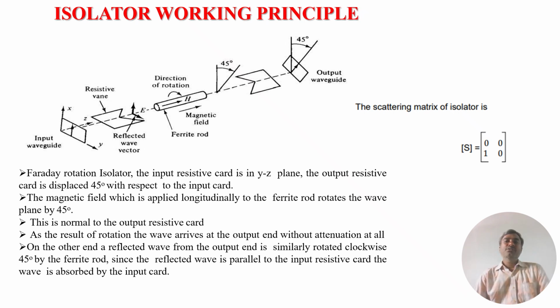When some part of the wave is reflected by the output port, the reflected signal will again have 90 degree phase with respect to the output resistive cord, and whenever the same wave passes through the ferrite rod, it undergoes a 45 degree shift in the clockwise direction. Now the reflected wave will become parallel to the input resistive cord. So as per the property of the resistive cord, the wave will be completely absorbed by the input resistive cord. Thereby the reflected signal will be stopped in the input resistive cord itself, and the reflected signals are prevented from reaching the input port.